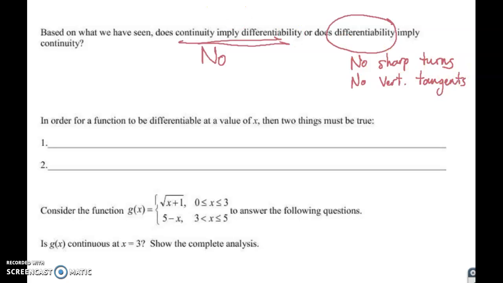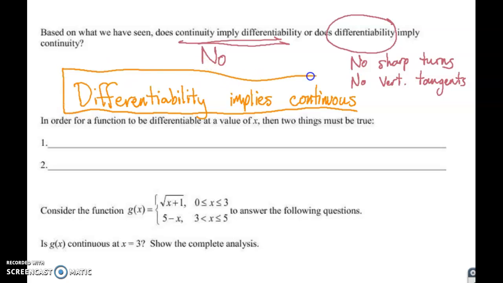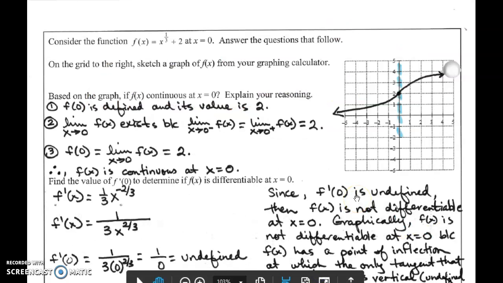So with all of that, we can say differentiability, the ability to be differentiable, implies continuity. That is very important. Remember earlier in the year we talked about the intermediate value theorem only applies when it's continuous. And they might not tell you it's continuous, but they'll tell you it is differentiable. Well, differentiability implies continuity. So let me jump to that.